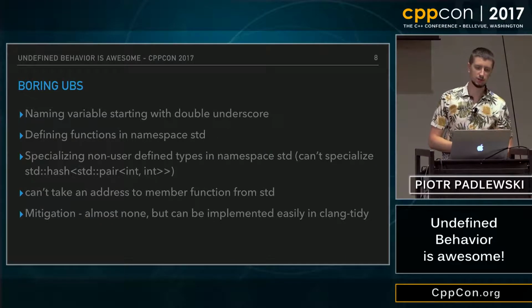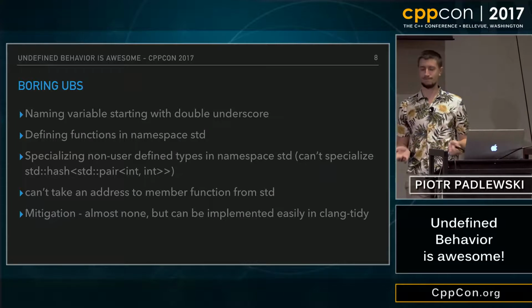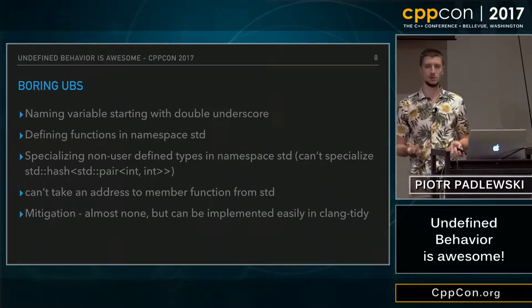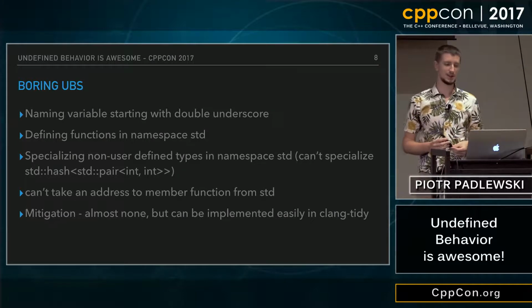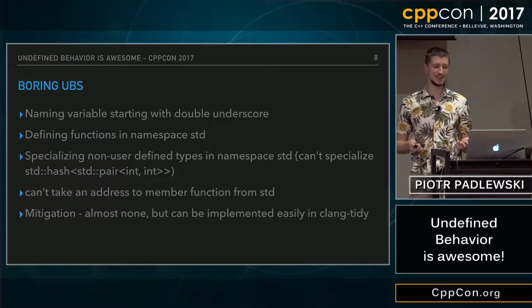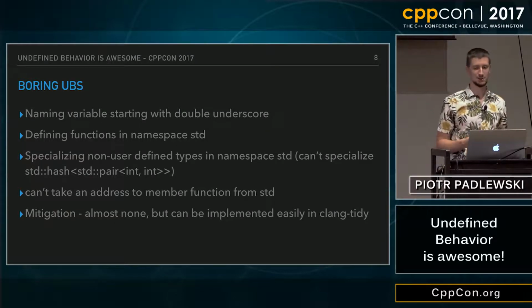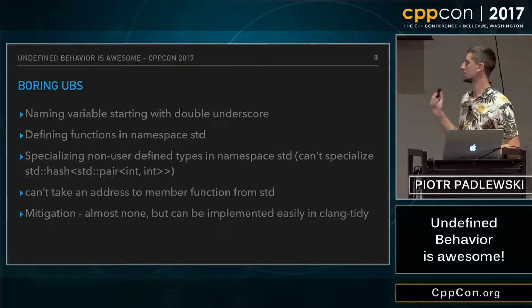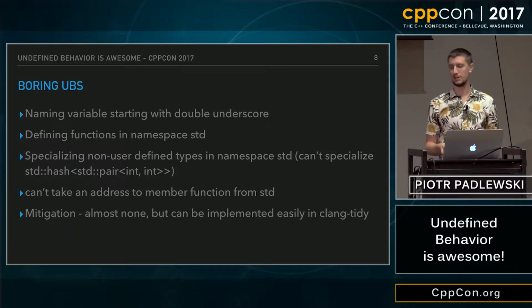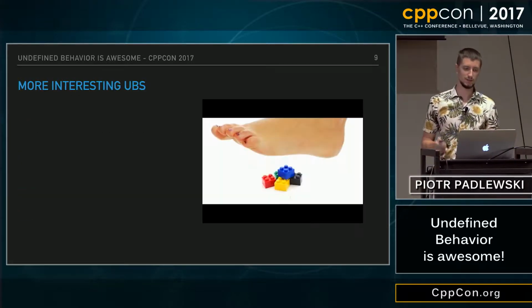So how to mitigate those issues? There are no good techniques, but it is not a huge problem. No one wants to deal with this, right? Who uses ugly names starting with a double underscore? Only standard libraries. We could use, for example, a clang-tidy check that would check for the names, but that's not a big deal.